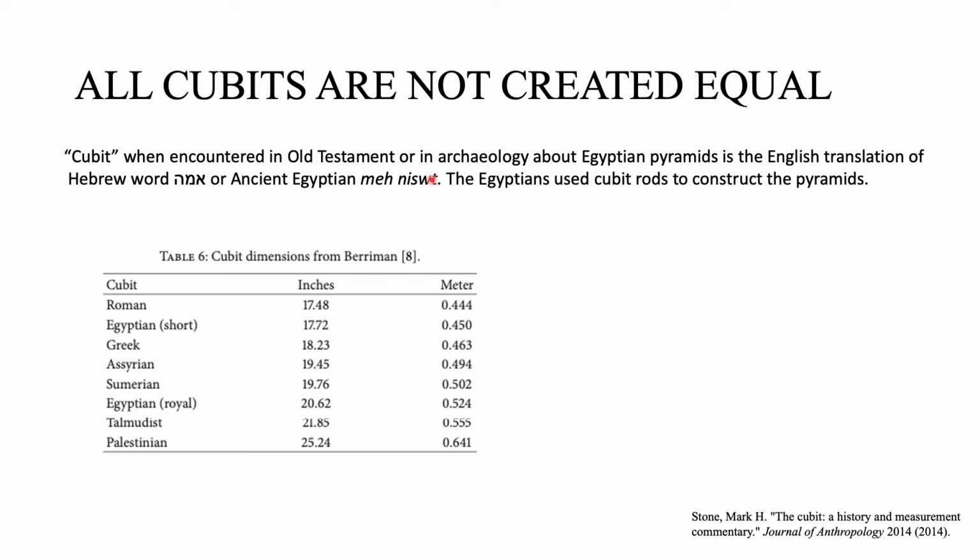So they developed, as many of the ancient peoples did, they tried to standardize this in the royal cubit, which is different than the short Egyptian cubit. The royal cubit is 20.62 inches.